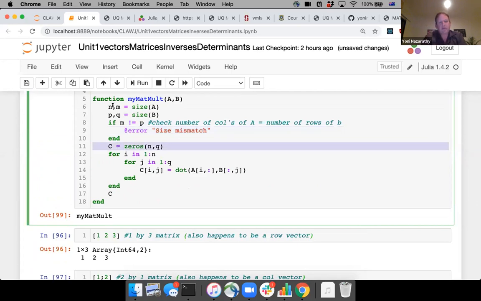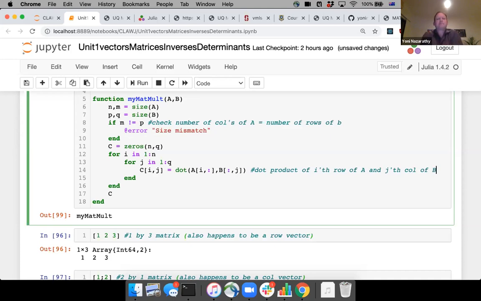And C is going to be the resulting matrix and it borrows the dimensions n and q, right? The number of rows of the left hand matrix and the number of columns of the right hand matrix. And what we're doing here is we're going to loop with i going on all the n's, j going on all the q's, and we're going to say that the ij entry is the dot product of, now this is important, if you've done MATLAB before, then this is how it is in MATLAB, the dot product of the ith row of A and the jth column of B. That's one way of doing it.